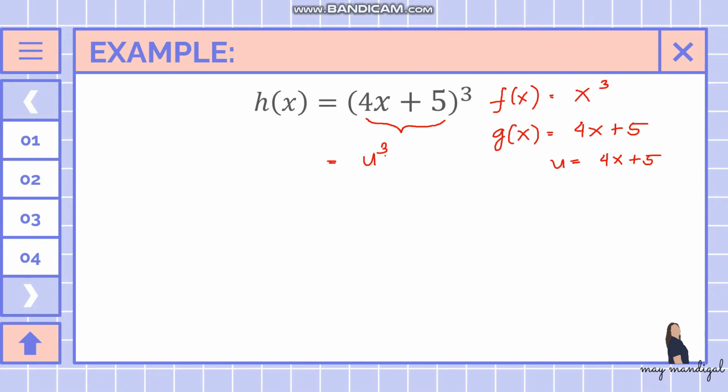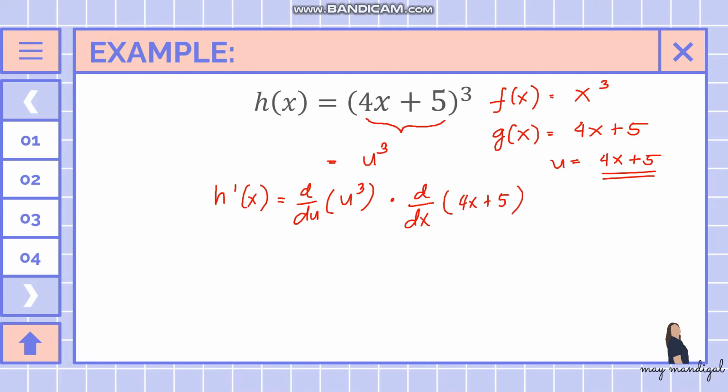We will now apply the chain rule here. This is the whole function, the outer function now, and we have the inner function, which is 4x plus 5. You have to remember that. So let's get the derivative. h prime of x is equal to, from the chain rule, the derivative of the outer function, which is d over du of u cubed. Then you multiply it with the derivative of the inner function. The inner function here is the value of u, which is 4x plus 5, so the derivative of 4x plus 5.